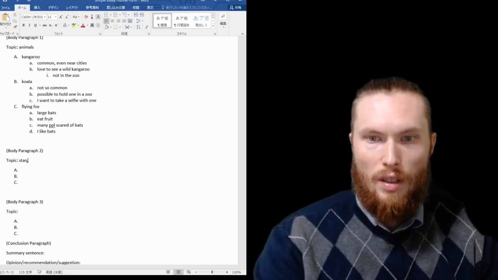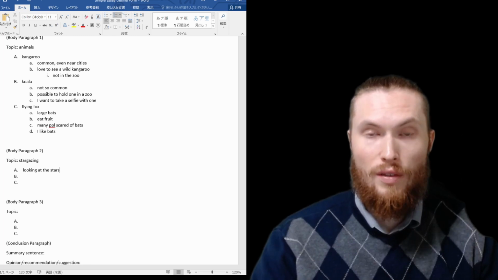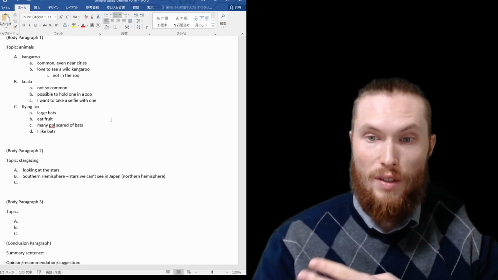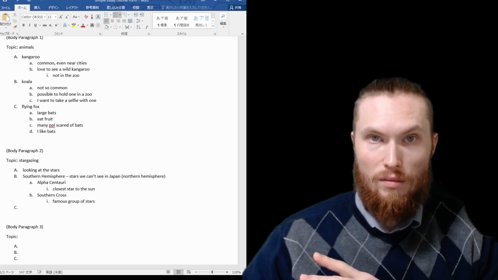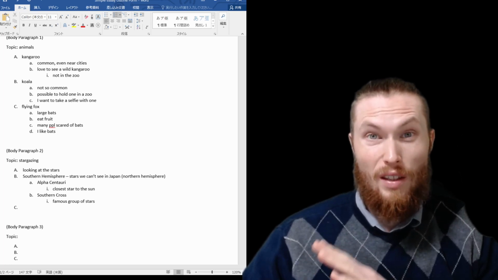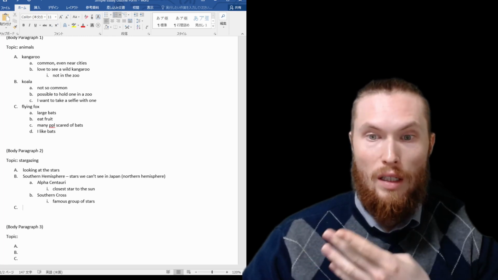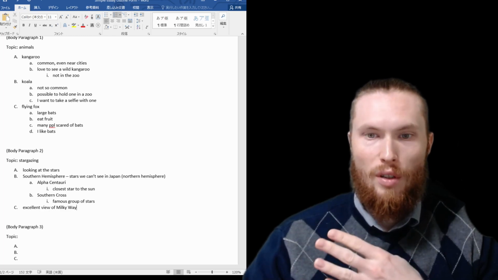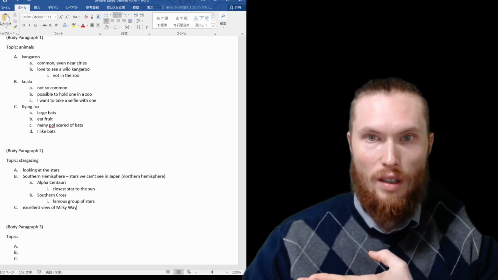So the topic is stargazing. First main point, looking at the stars, a definition of stargazing. The second main point is that Australia is in the southern hemisphere. So there are stars that we can't see in Japan, because Japan is in the northern hemisphere. For example, Alpha Centauri, the closest star to the Sun, and the Southern Cross, which is a famous group of stars. These are examples of stars we can't see in Japan. Finally, an excellent view of the Milky Way. So these are the main points from body paragraph 2 about stargazing.